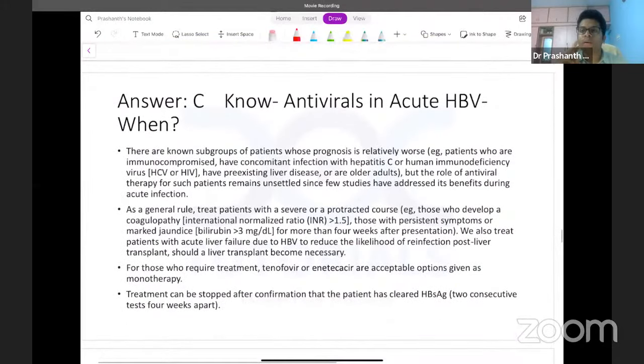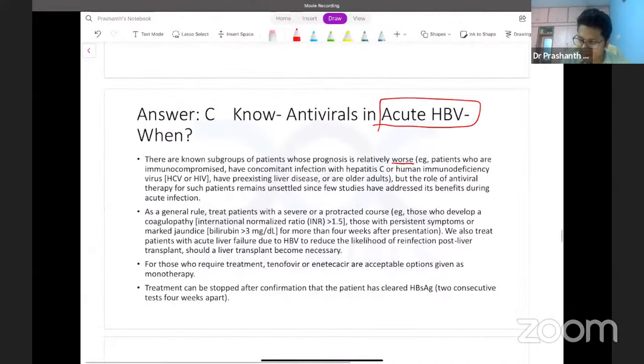What you should know is that in chronic HBV there are indications to start treatment. But in acute HBV infection, what are the indications to start antivirals? This becomes important. Patients who have a worse prognosis, like those who are immunocompromised, who have concomitant hepatitis C, HIV, are older individuals, or have a higher grade of liver disease, there is probably a potential role of antivirals, but still there are no definitive indications. Here you can consider this. These are higher risk patients where you may consider starting.